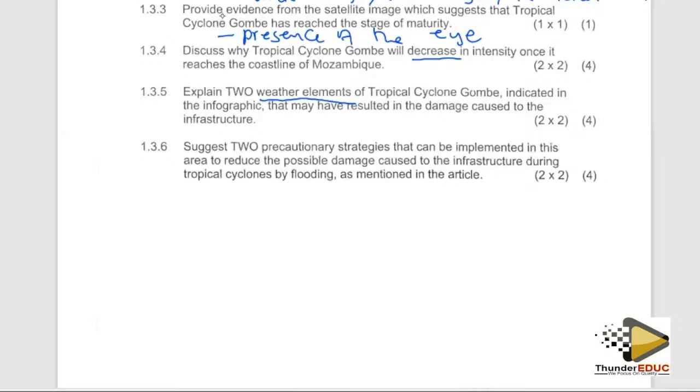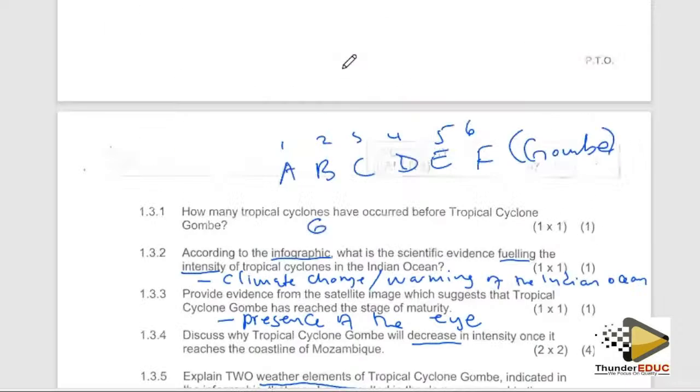However, since the question is telling us to explain two other elements of cyclone Gombe indicated in the infographic, we need to go back to the infographic and try to identify those elements which resulted in damage, right? Let's check.